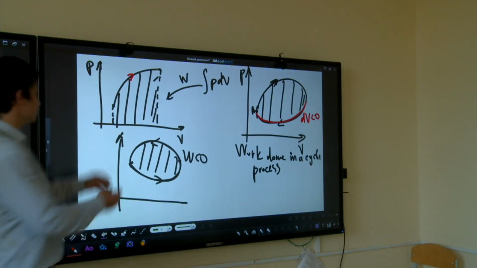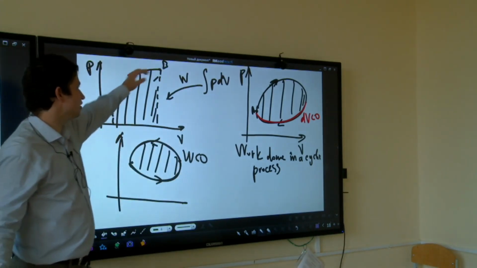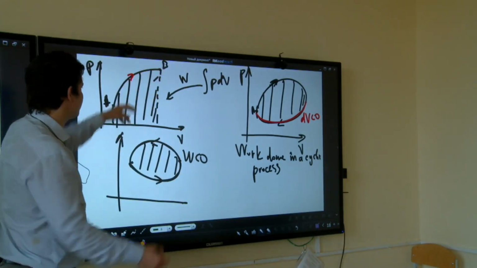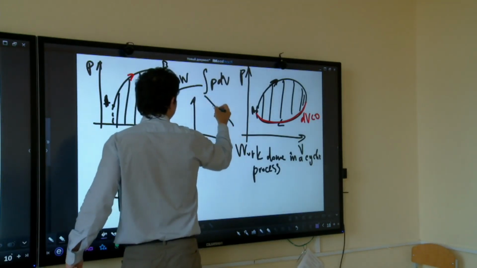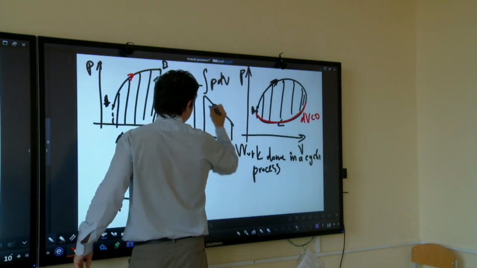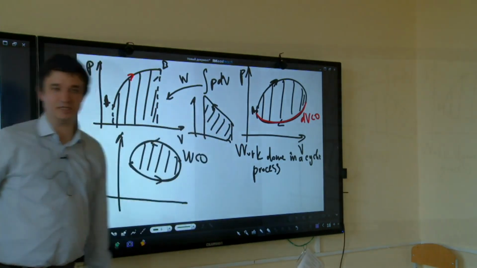In a process which is not cyclic, you just calculate the area below the graph. But of course, if it goes in this direction, then this area should be taken with the minus sign.